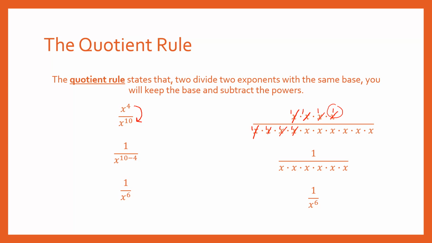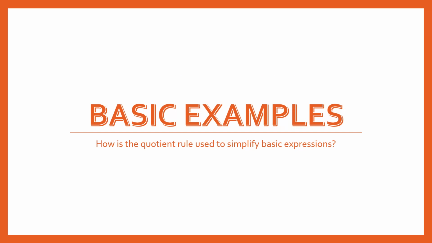So your whole goal is to try to combine the bases together, so that it becomes a positive exponent. It's actually a pretty easy concept, so I don't think we should have too much trouble with it. So let's look at a few basic examples first.